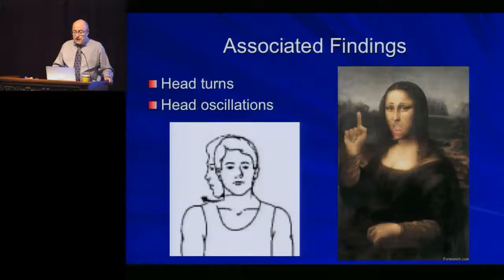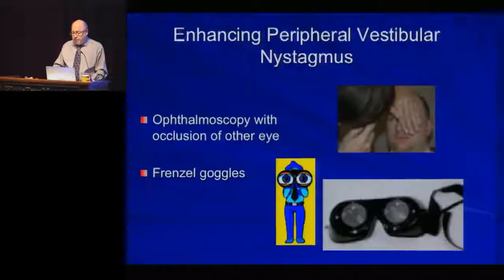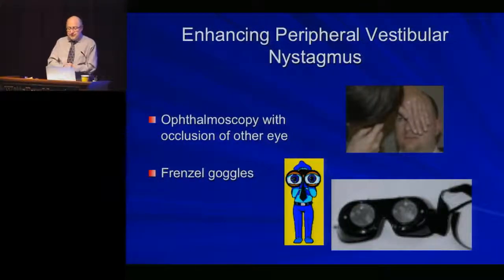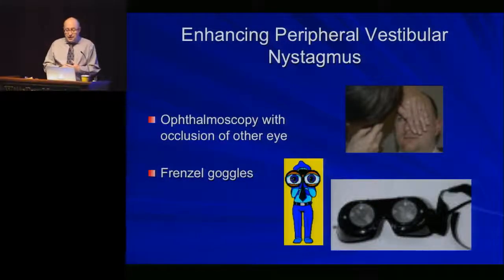You want to look for associated findings such as head turns or head oscillations, which may be helpful. And if you have a peripheral vestibular nystagmus, you should know that it is suppressed by visual fixation and by having a light on. So patients may come into the ER with acute vertigo, you examine them, you find no nystagmus, and you think they're functional, they're not organic. But if you take away fixation, the nystagmus will appear. And you can do that a couple of ways.